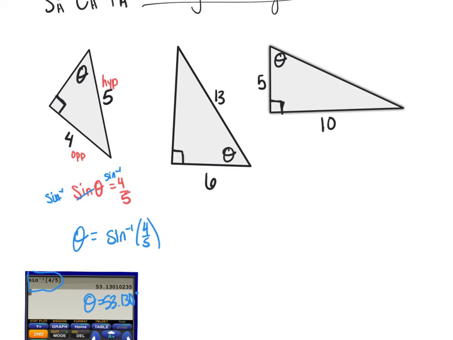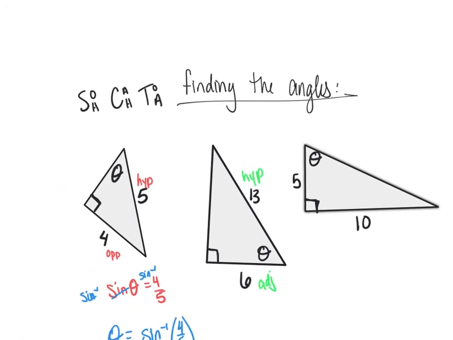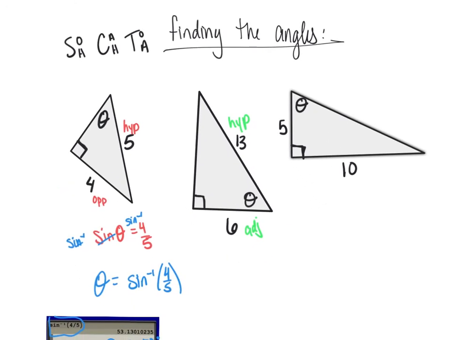The second triangle that I'm going to look at, I noticed that the 6 is next to theta. The 6 would be the adjacent side, and the 13 is the hypotenuse. So if I go back up to my SOHCAHTOA, I see that I have the adjacent side and the hypotenuse, so I'm going to use the cosine here. So my ratio would be the cosine of theta is equal to the adjacent side over the hypotenuse.